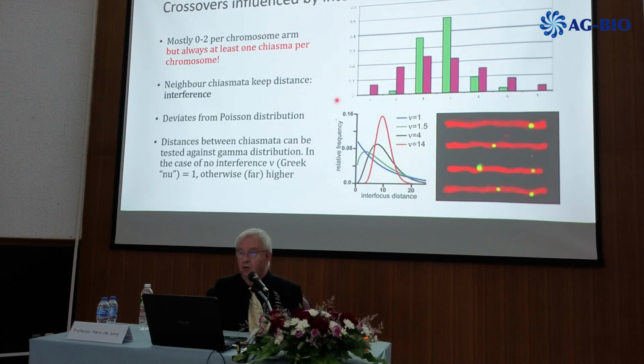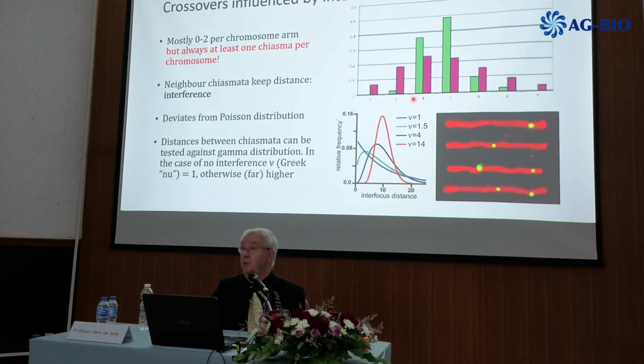Now, crossovers can also be influenced by a phenomenon that is interference. Interference is quite tough to understand. It means that if you have one crossover, the second crossover in general is not very close to it, it's always far apart. And that means that the number of crossovers for a certain chromosome is limited. This is about the median. This is about the average. You see many more here and less here and there.